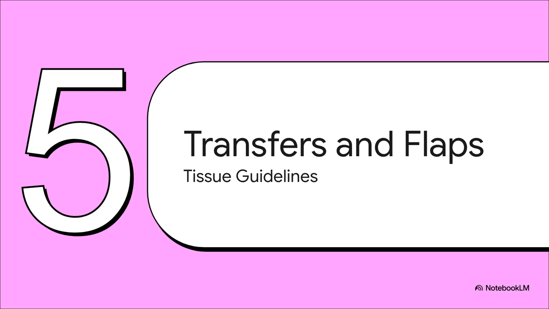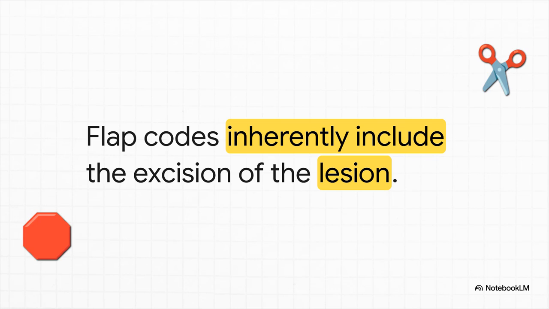All right, our final core module is Section 5, Tissue Transfers and Flaps, focusing on guidelines found in the 14000 to 14350 code range. So, the crucial point here is this critical unbundling rule. Flap and adjacent tissue transfer codes inherently include the excision of the lesion. You must never code a lesion excision separately when a tissue transfer or flap is performed at that exact same site. It's a package deal.